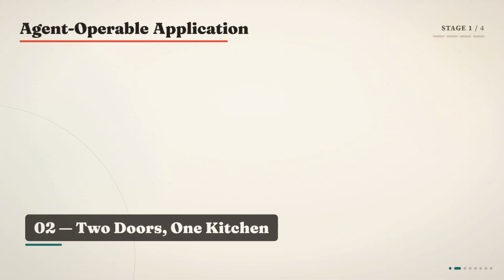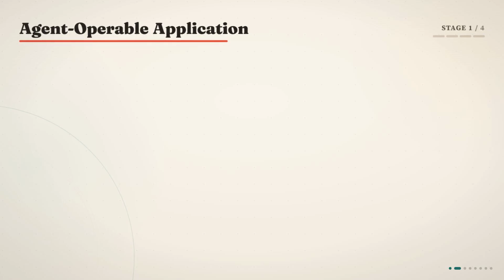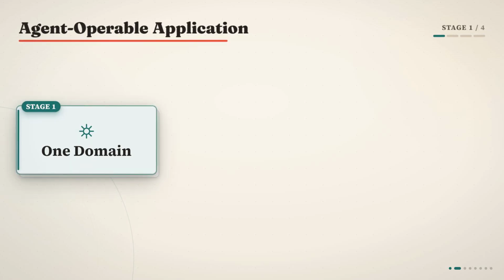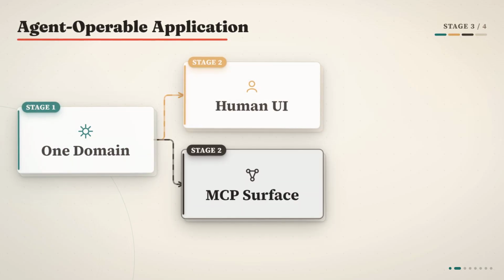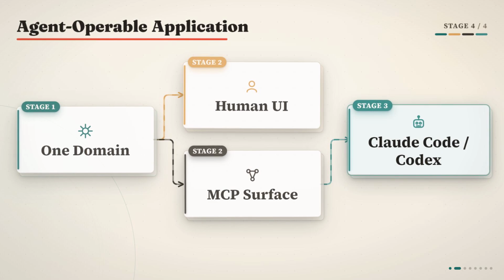Today we're learning how to build an agent-operable application. One software domain with two first-class interfaces, a human UI for people, and an MCP surface that agents like Claude Code and Codex can discover, operate, and test.